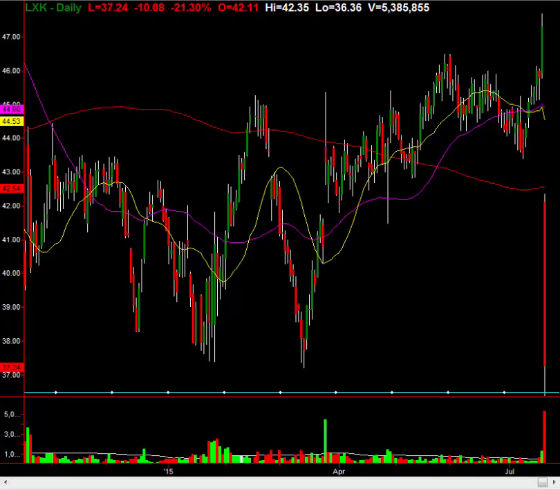That's day trading, folks. Everything before this on Lexmark and Chesapeake I was talking about is reverting to swing trading, which is in the research center.